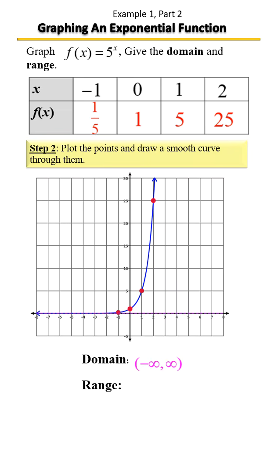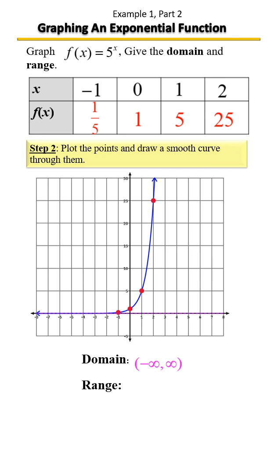Range, how high, how low does our graph go? Well, as we can see here, our graph does not go any lower than 0. Now it does not include 0. It gets really close there, a fraction of there, but it never touches 0 because it has that asymptote at y = 0. And recall, it's not going to cross that asymptote.